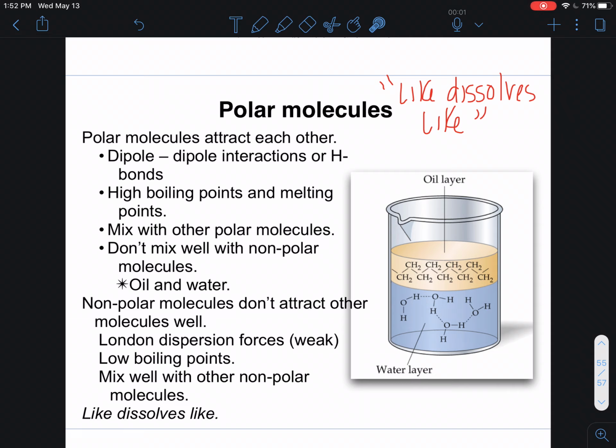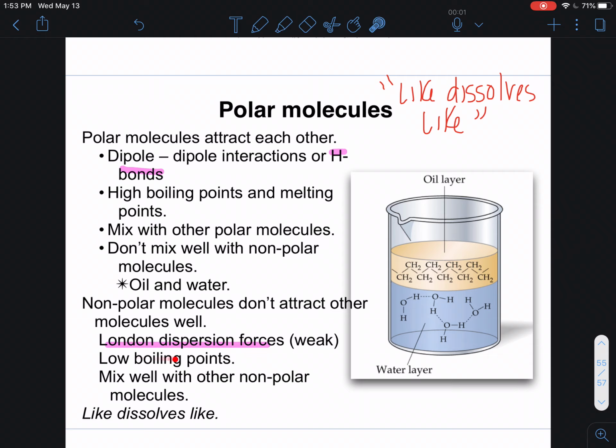Okay, so polar molecules attract each other. Dipole-dipole interactions, hydrogen bonds, we haven't talked about that, but we will a little bit later. Also, polar molecules have high boiling points and melting points, and they also mix well with other polar molecules. Again, they don't mix well with nonpolar molecules. This is an example of oil and water. Nonpolar molecules, however, don't attract other molecules as well. They have London dispersion forces. This is an intermolecular interaction that we'll talk about later on.